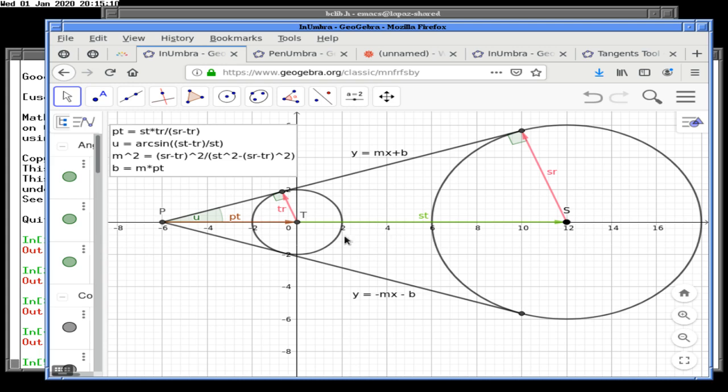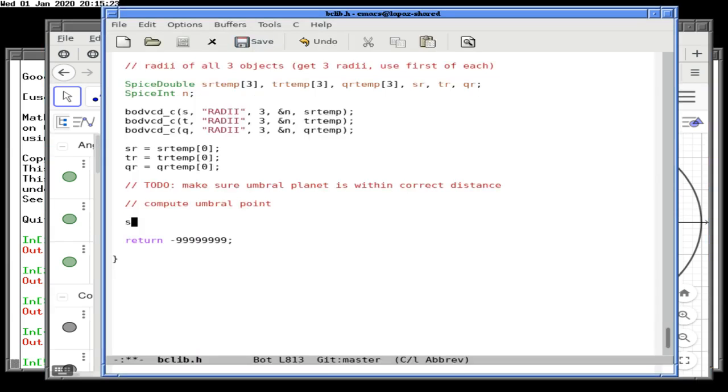So if you're at T and you want to get to S, you need to take S minus T. Right, T plus S minus T is S. It's a nice way to remember this. So we need S minus T. And that's the vector, I'm going to call that, I guess, umbral direction. I think we'll call it the umbral vector.